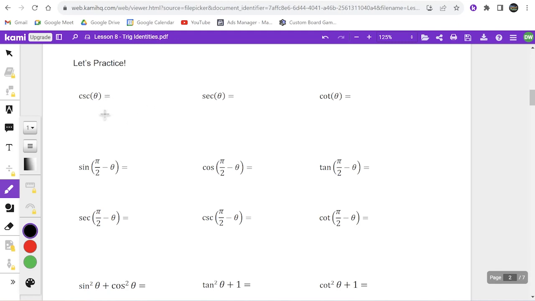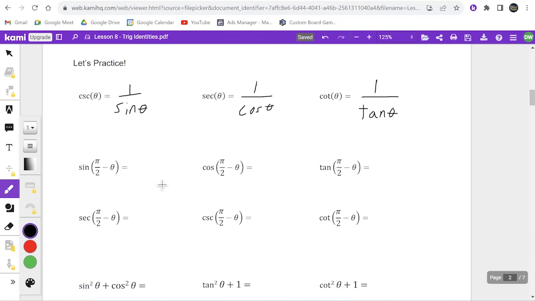Who knows what cosecant theta will be in terms of the identity? The answer is 1 over sine theta. Secant theta, that's 1 over cosine theta. And cotangent theta is 1 over tangent theta. Remember, these are the reciprocal identities.